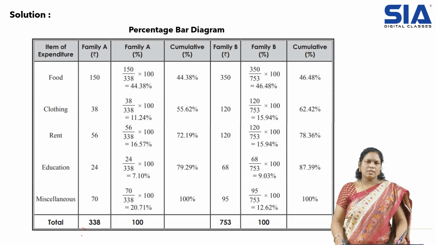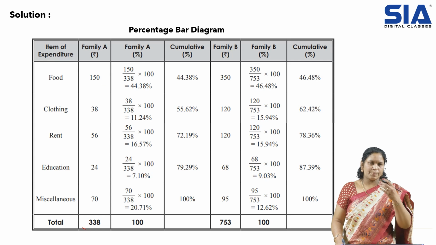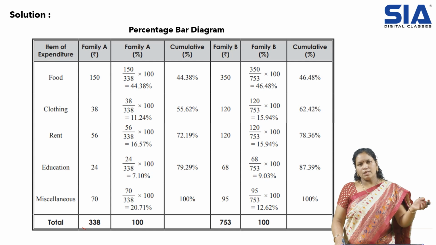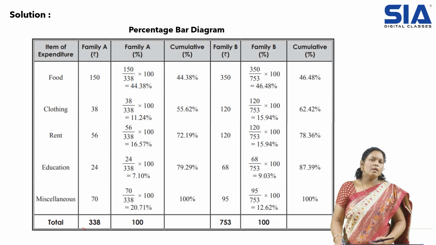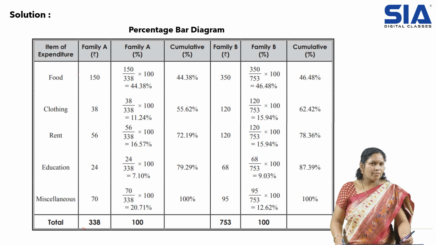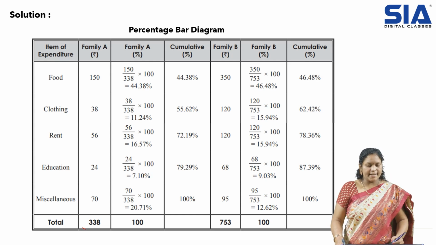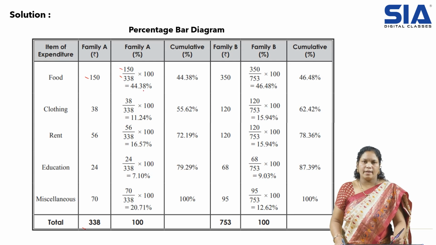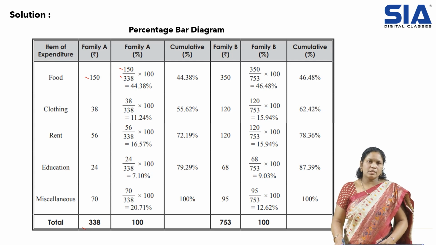Now, how do we calculate the percentage? It is the same formula: whatever expenditure was spent on a single item is divided by the overall total, into 100. Like how you do the marks percentage: the first subject's marks divided by the total of all subjects, into 100. It is the regular percentage formula itself. So add up all the data of the family and divide each and every value by that total. So 150 divided by 338, the overall total, into 100, gives 44.38%. That is the first percentage for family A.